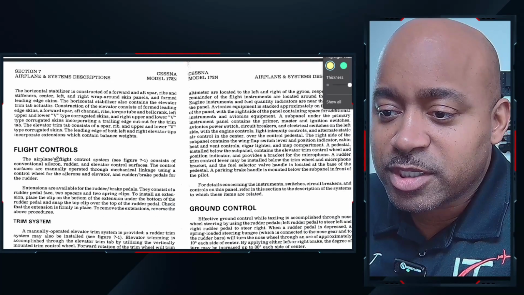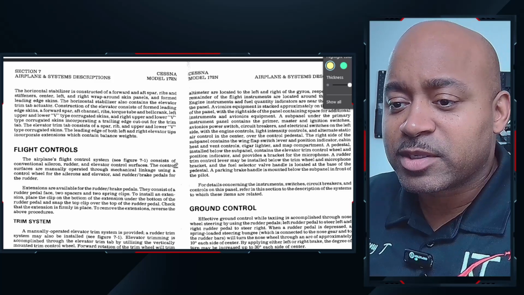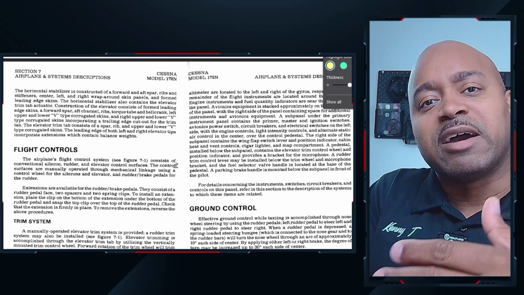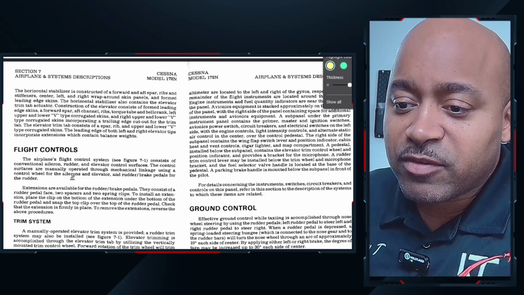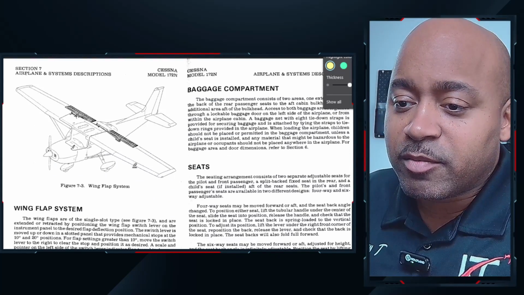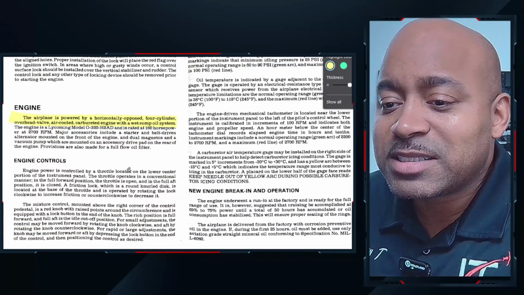Talk about the flight controls here. It tells you the airplane flight control systems, see figure 7 Westway. I'm not going through all of it, but I'm showing you where to find it so you can have the pieces you need to talk about it. So flight controls, trim system in the POH. If you're talking about the flap system, it has that in the POH. It has everything about the seats.